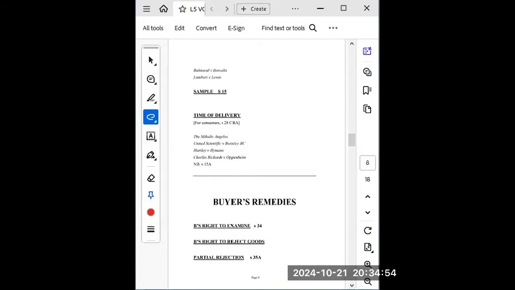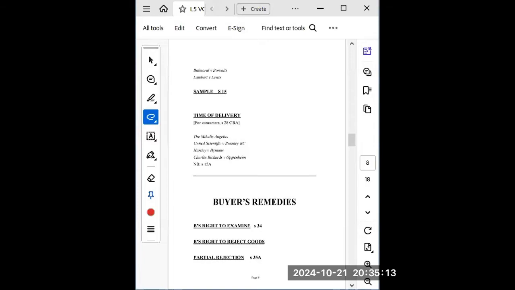If the buyer wants to reject, the buyer must reject the goods. He can't just sit around and grumble about it to his mother. Otherwise, you might lose your right to reject. The starting point is always section 34.